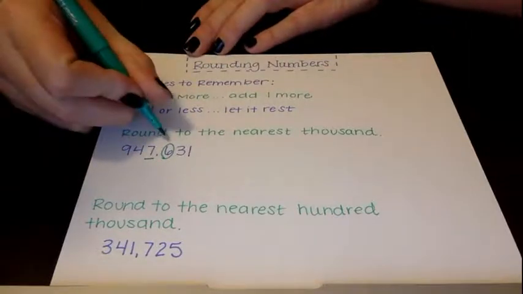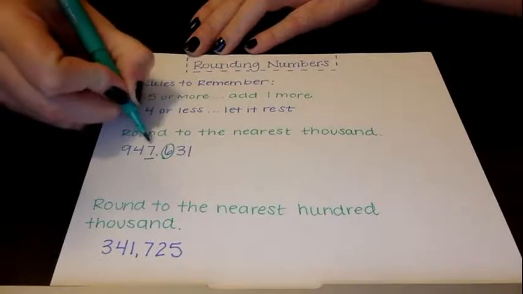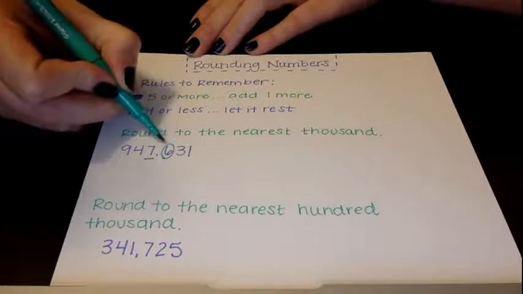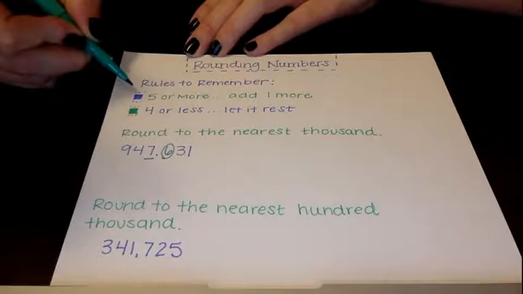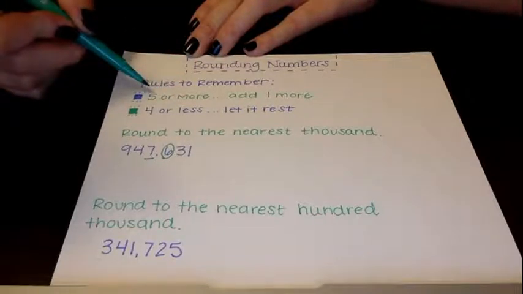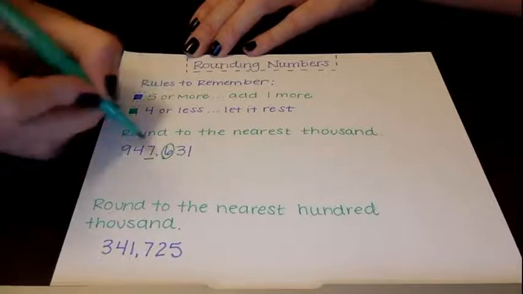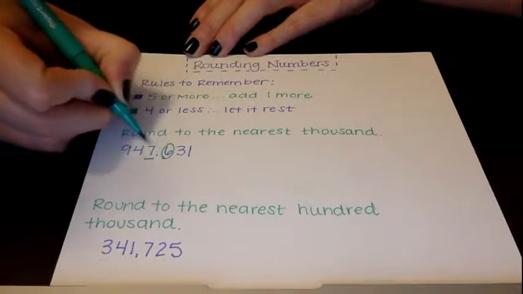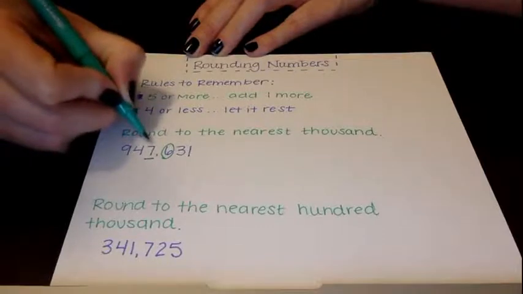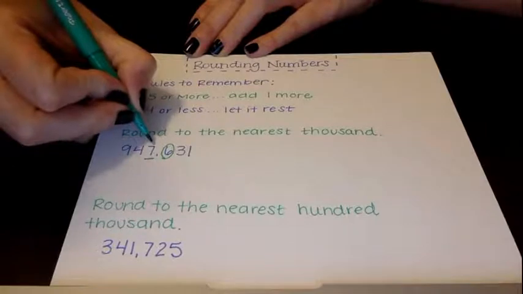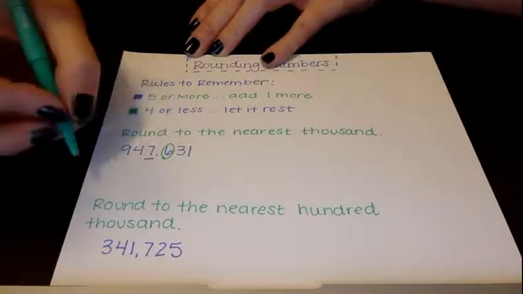This digit is what's going to tell me whether I round this up or leave it the same. Because it's a 6, I'm going to look here and see which it fits with. 5 or more, add one more; 4 or less, let it rest. I know that 6 is more than 5, so I'm going to end up adding one more. I'm not adding to my circled digit, I'm always adding to the underlined digit because this is what I want to round to. So everything to the left of the underlined digit stays the same.